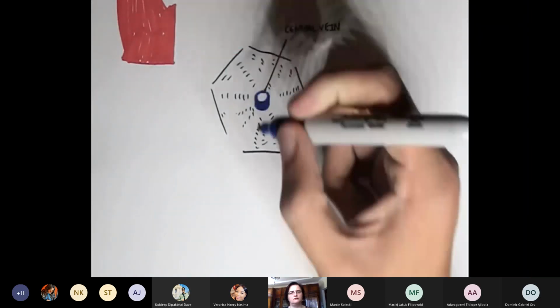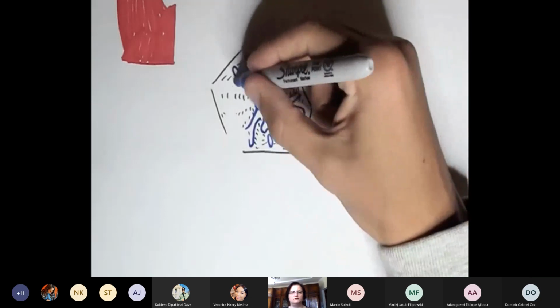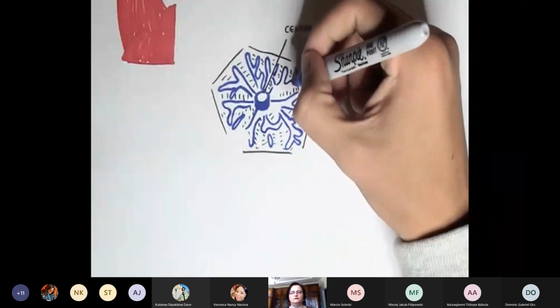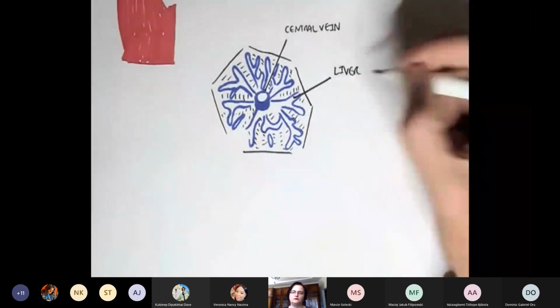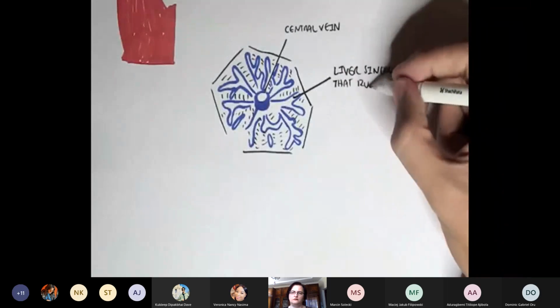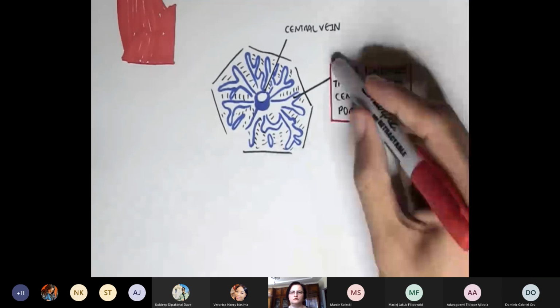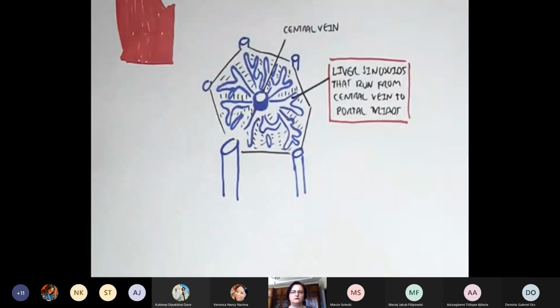Each lobule here contains many types of hepatic cells, liver cells. In the center of the lobule, we have the central vein, which essentially connects to the hepatic vein, which leaves the liver towards the heart. And all these blue things coming out of the hepatic vein are the liver sinusoids. And they run from the central vein into the portal triads. So they connect with the portal triads.